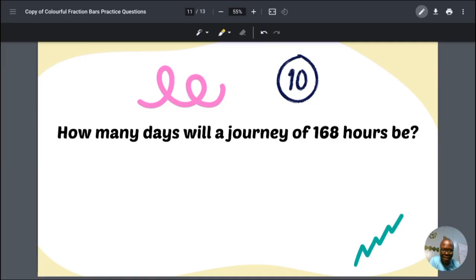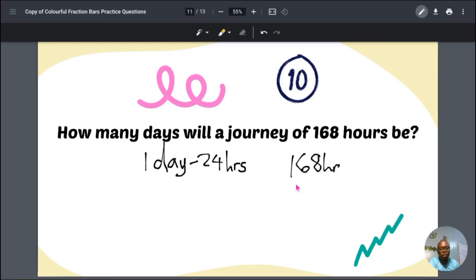Over to the last one, question 10. How many days will a journey of 168 hours be? 168 hours. We are just to convert that to days. So you need to ask yourself, for one day, how many hours would I have? Remember, you should remember that from your year 1, year 2. So one day will definitely have 24 hours. So if one day has 24 hours, that means I have to divide 168 hours by 24 to know the number of days I'm going to have.